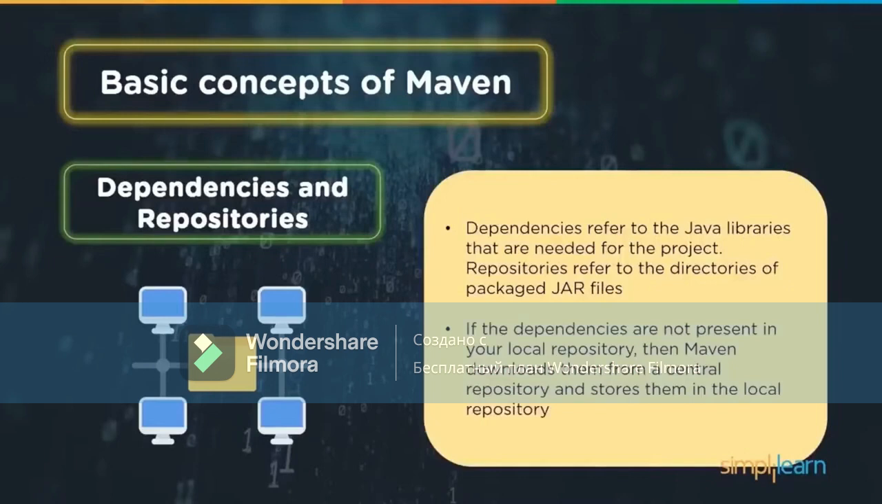If the dependencies are not present in your local repository, then Maven will try to download them from the central repository and cache them into your local repository. But first of all, it will look into the local repository, and if it is not present in local, then only it will go to the remote or central repository.